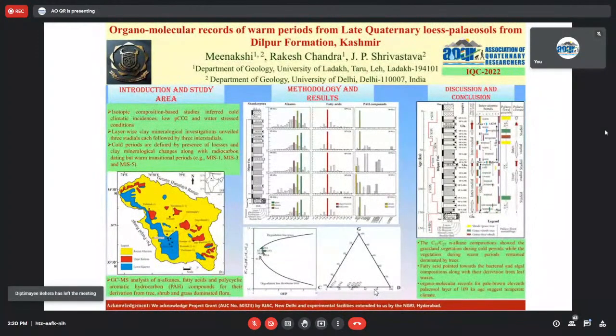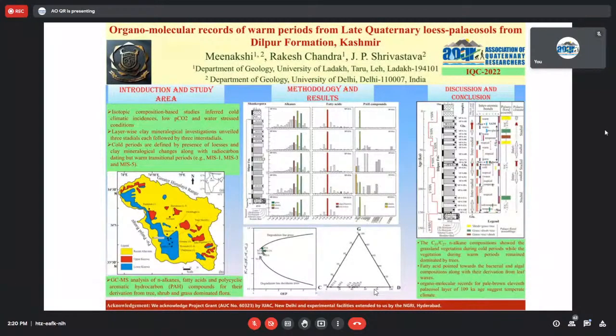Clay mineralogical investigations by Meenakshi et al. 2020 revealed 3 stadials and 3 interstadials recorded in these lowest Paleosol sediments. Cold periods are well defined by the presence of lowest layers among the Paleosol layers, as well as the cell parametric changes found in the illite and chlorite clay minerals, but relevant information for the warm period still needs to be acquired.